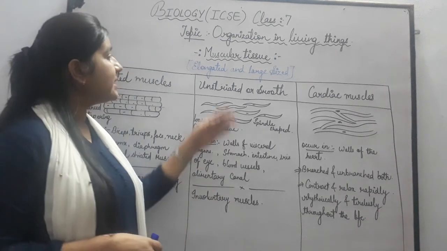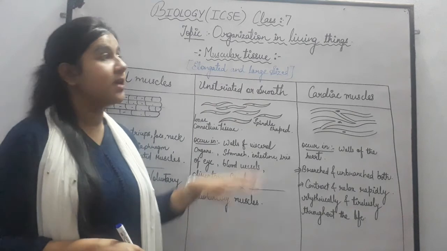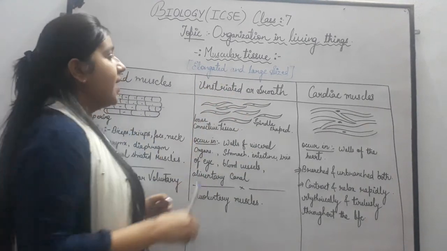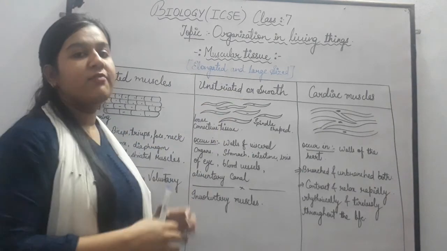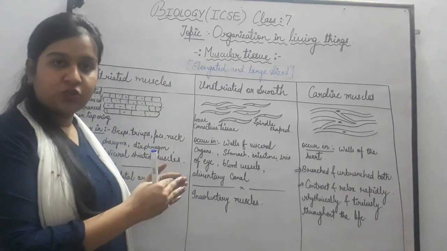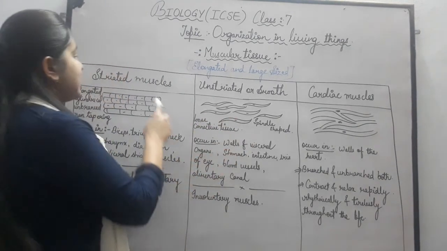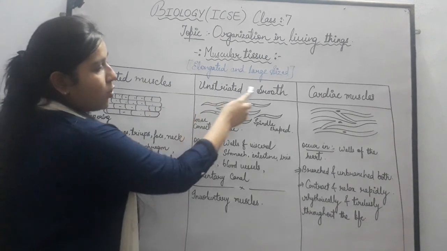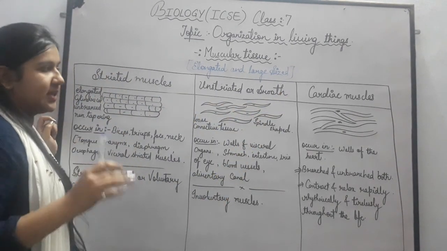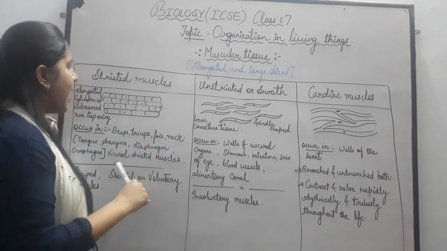Students, now we will see another type of tissue that is known as muscular tissue. Such tissues are present in the muscles of the body, and they are very elongated and very large. On the basis of their structure and function, they are of three types: striated, unstriated or smooth muscles, and cardiac muscles. Three types of muscular tissues are present. Let us see them one by one.